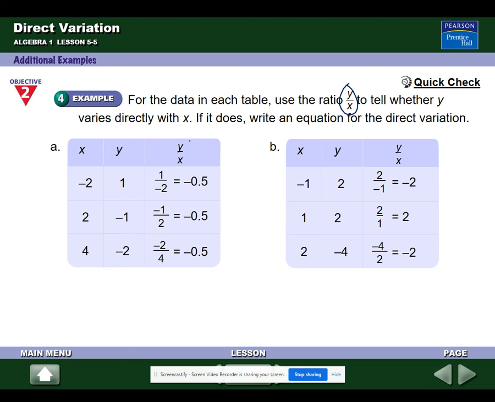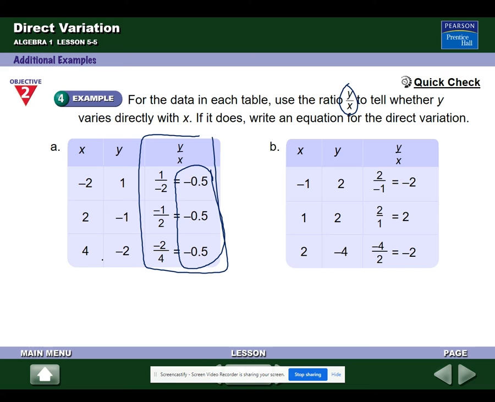Okay, now I wish they hadn't done this here, but they actually did put this column in already. So that being the case, what they've done is they've divided the y by the x. 1 divided by -2, they got this number. -1 divided by 2, they got this number. -2 divided by 4, they got the same number. Do you notice that these are all the same? This is the word constant. It's a constant of variation because it came out to the same number each time.